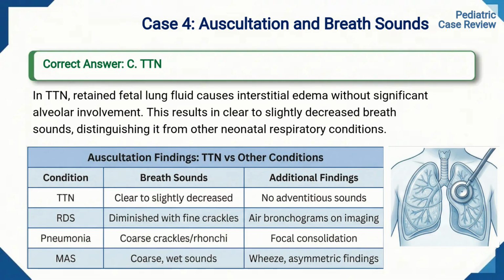In pneumonia, you would hear coarse crackles or rhonchi with focal consolidation. In meconium aspiration syndrome, you would find coarse wet sounds with wheeze and asymmetric findings. The absence of any adventitious sounds in a tachypneic term neonate born by cesarean section is a key pointer toward transient tachypnea of the newborn as the diagnosis.